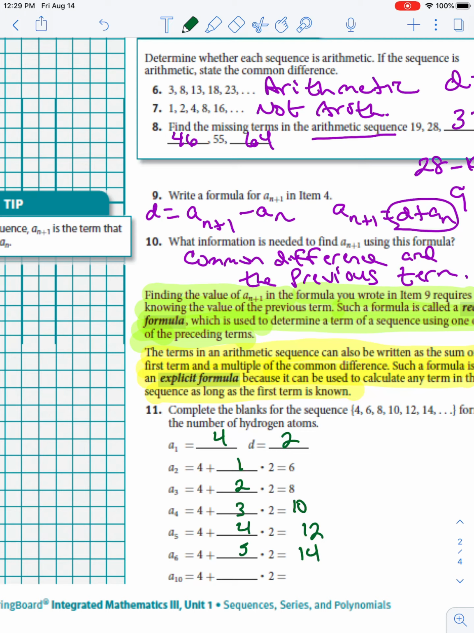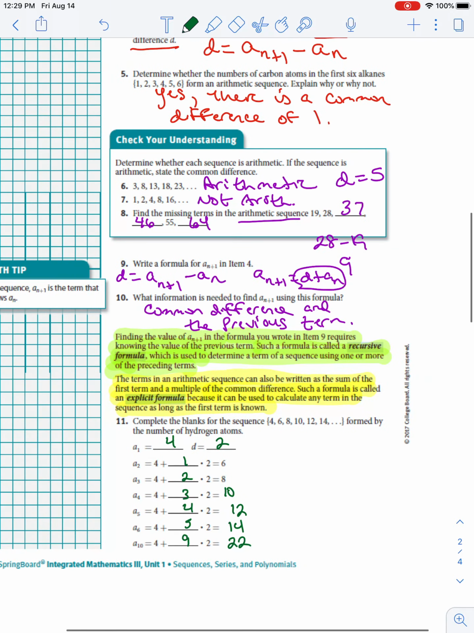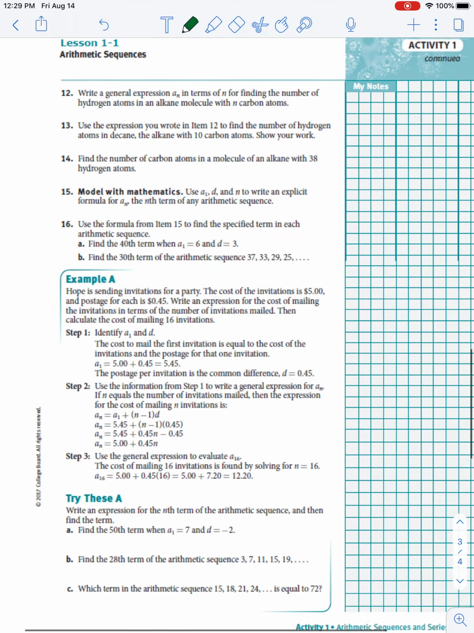All right, so now let's see what happened. When it was the 6th term, we did 5 times 2. When it was the 5th term, we did 4 times 2. So if it's the 10th term, we're going to do 9 times 2, which is 18, and 18 plus 4 is 22. Okay? All right, so we should start to see a pattern here. On the next page, we're going to continue developing this formula.